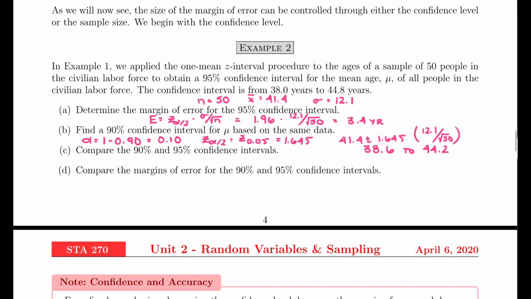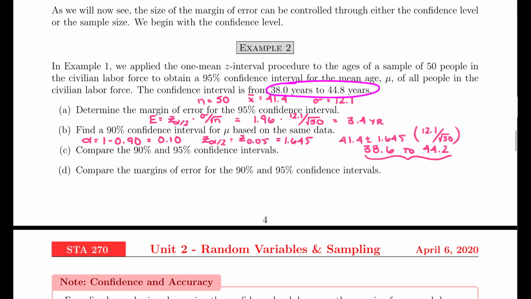And we want to compare those two margins of error, or two confidence intervals for part C. The 95% confidence interval has a larger spread than the 90% confidence interval. The 90% confidence interval is reduced to 38.6 to 44.2. So the difference between these two values is less than the difference between these two values for our 95% confidence level. And then we want to compare the margins of error.